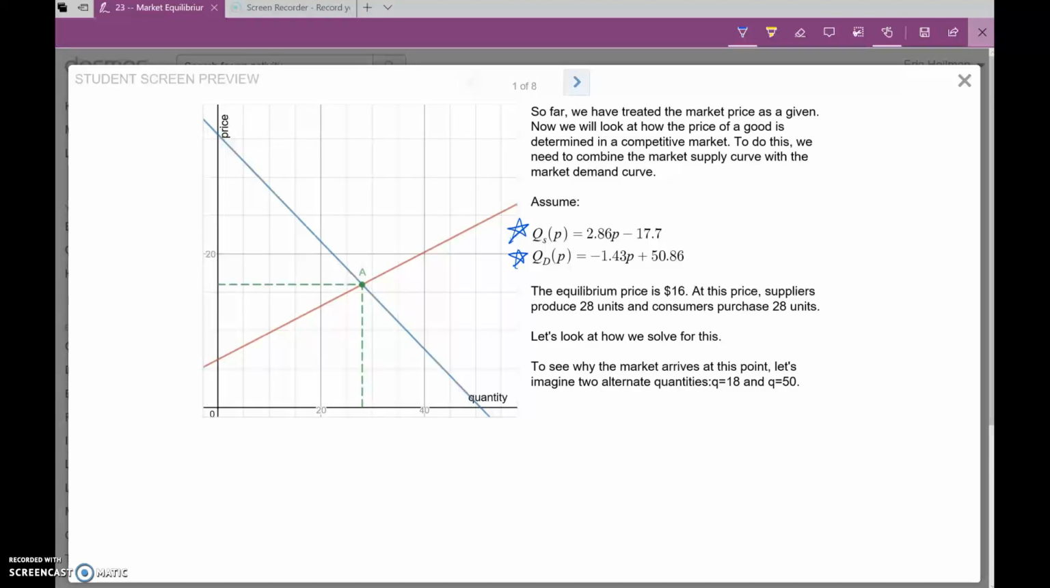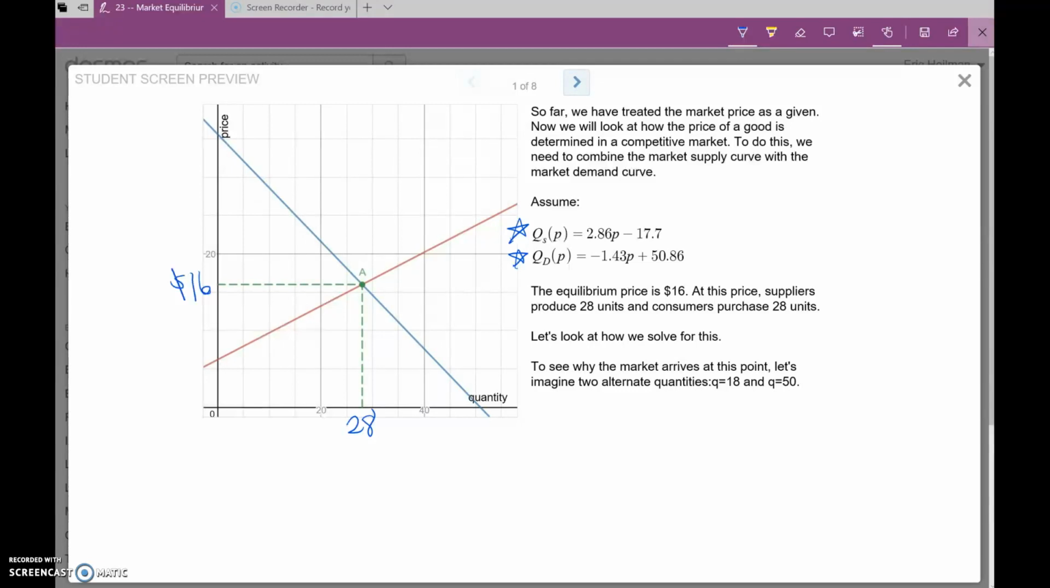So in this diagram, the market equilibrium is already labeled. Here at point A, the price is $16. The equilibrium market price is $16, and the equilibrium market quantity is 28 units. So first, let's look and see where these numbers came from.